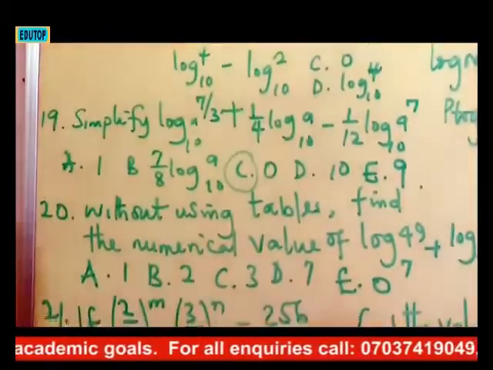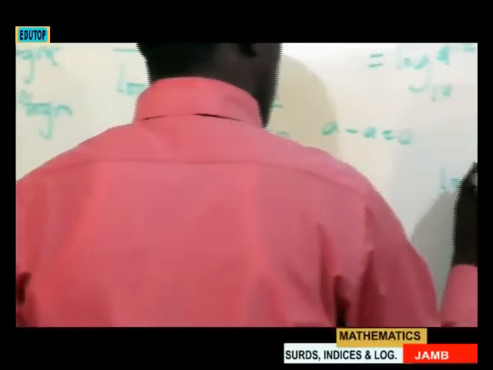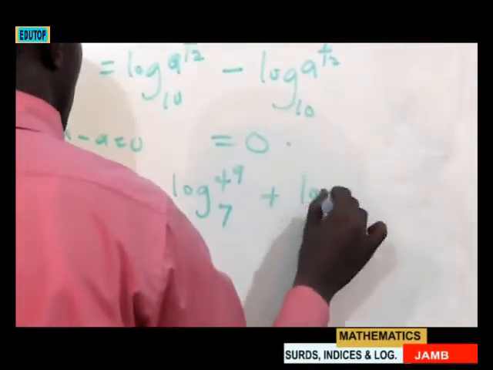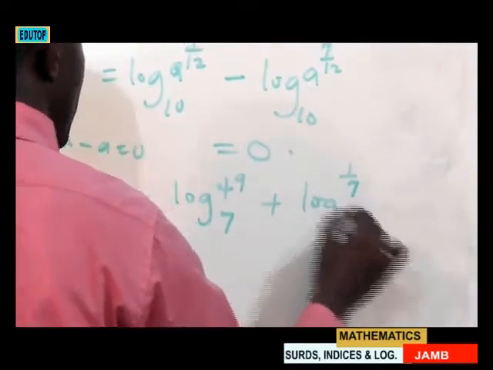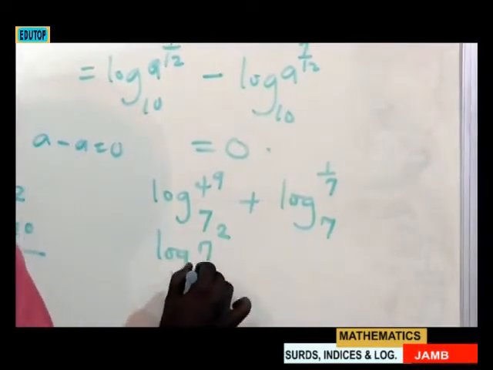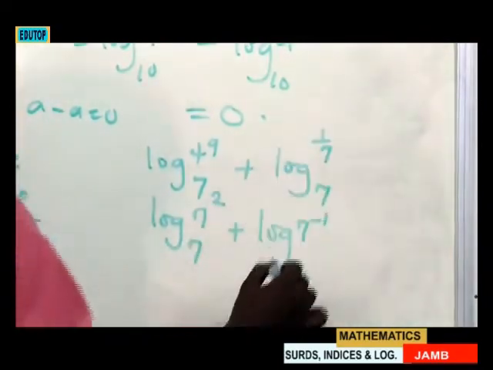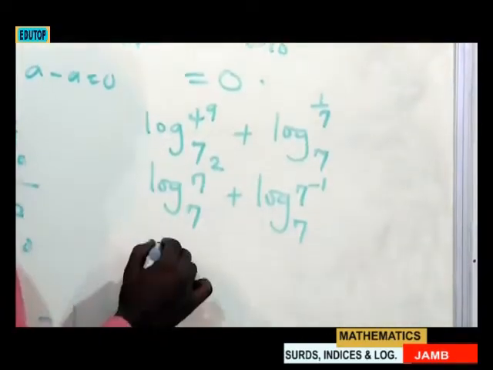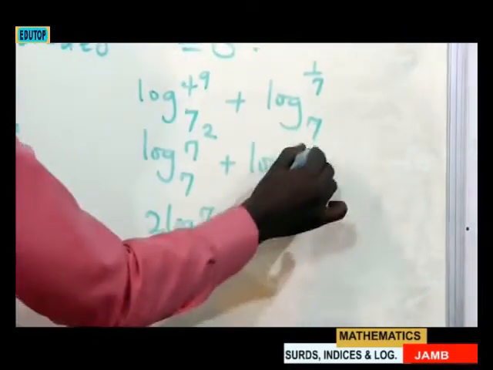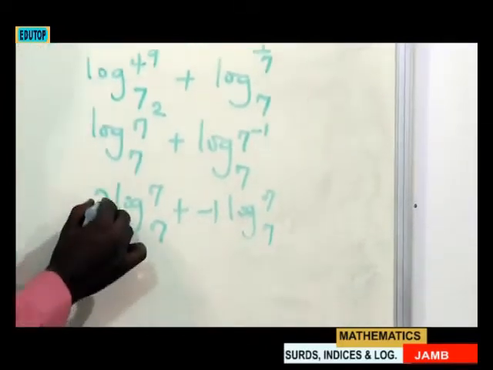So without using tables. Now we are given, that's question 20, log 49 base 7 plus log 1 over 7 base 7. Here, 49 is 7 times 7, so I can write this one as log 7 raised to power 2 base 7, plus this one is log 7 raised to power minus 1, which is the same thing as 1 over 7 base 7. Then I transfer this down: I have 2 log 7 base 7. This one becomes, there is a plus here, and minus 1 is coming here, minus 1 log 7 base 7. So this one is 2.